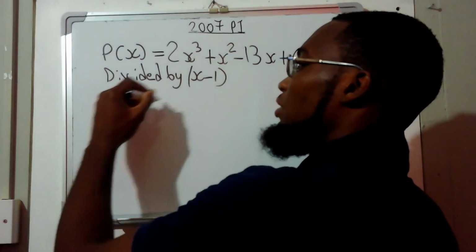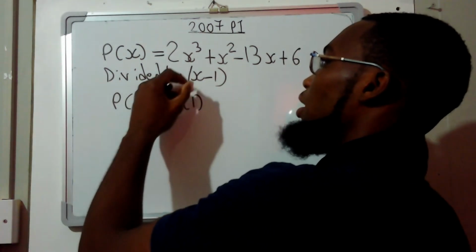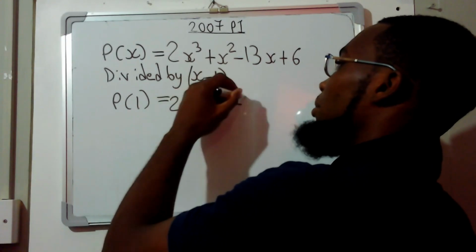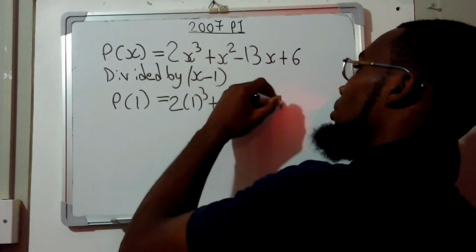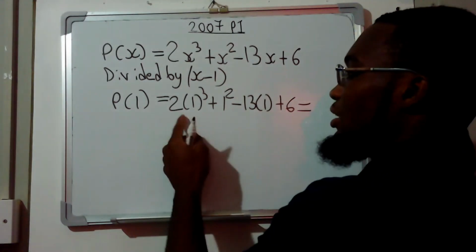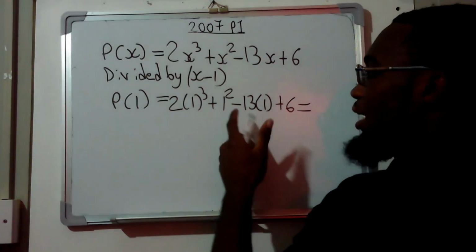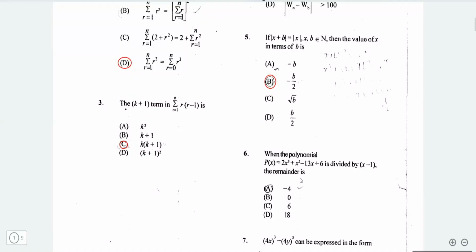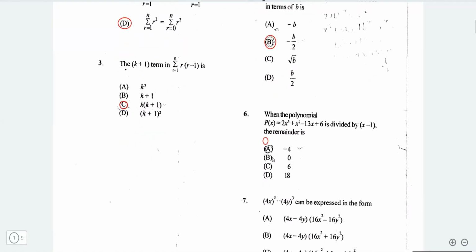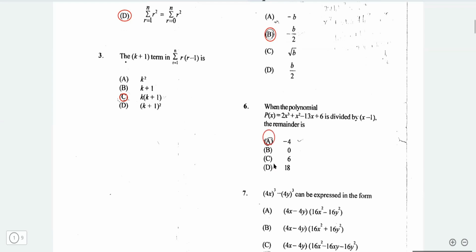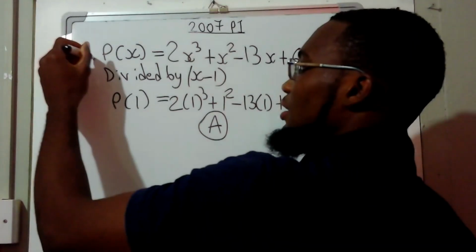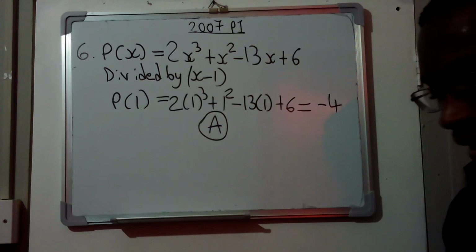So p of 1 will give you the remainder, which is 2 times 1 cubed plus 1 squared minus 13 times 1 plus 6. That's 2 plus 1 is 3, 3 plus 6 is 9, 9 minus 13 is negative 4. That is option A. So that's number 6. That's A.